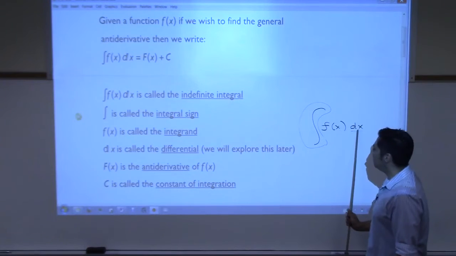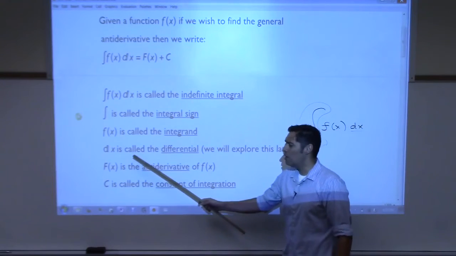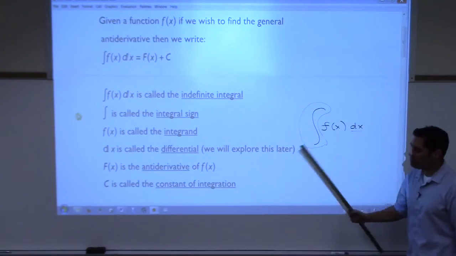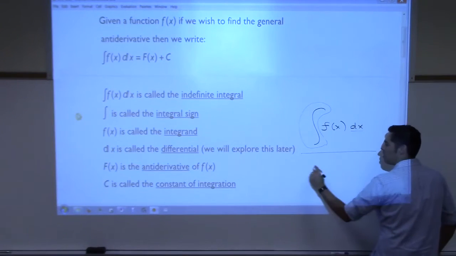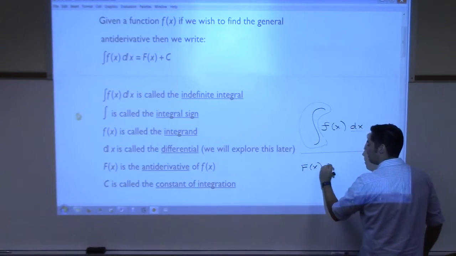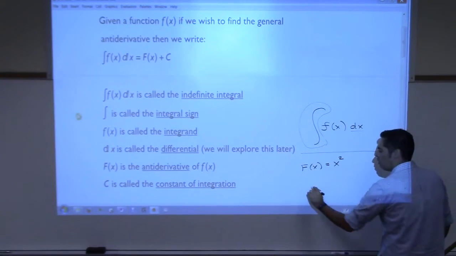This little dx at the end is what we call a differential. And really, I don't want you to get bogged down on this differential, okay, because it can be confusing. I want you to look at it this way. Let's say I started you out with a capital F of x, and let's say it's x squared. What would little f be?